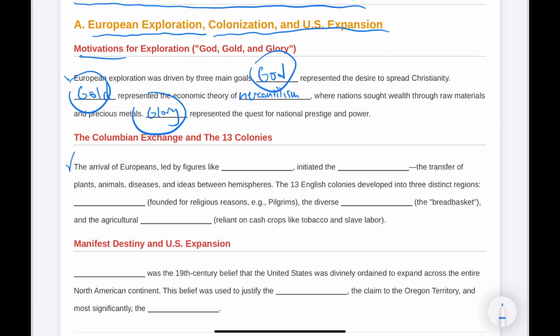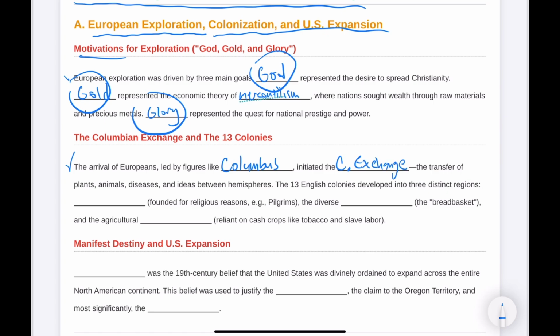Here we go. The arrival of Europeans led by figures such as Christopher Columbus. And remember, what you want to do is try to fill these blanks in first and then come back, watch this video, or do it alongside me, but you want to engage your brain, see if you can actually complete the blanks first. All right, so Columbus initiated what was called the Columbian Exchange.